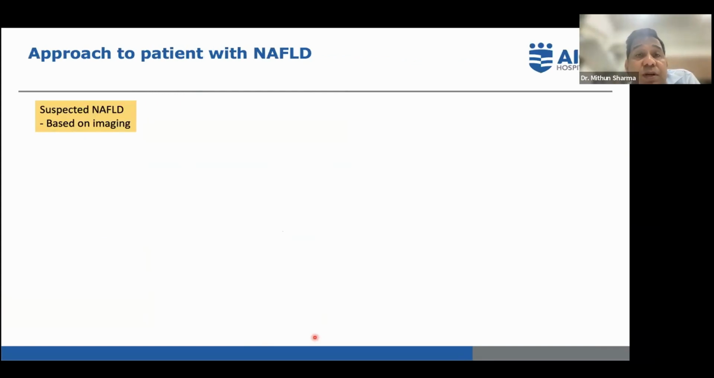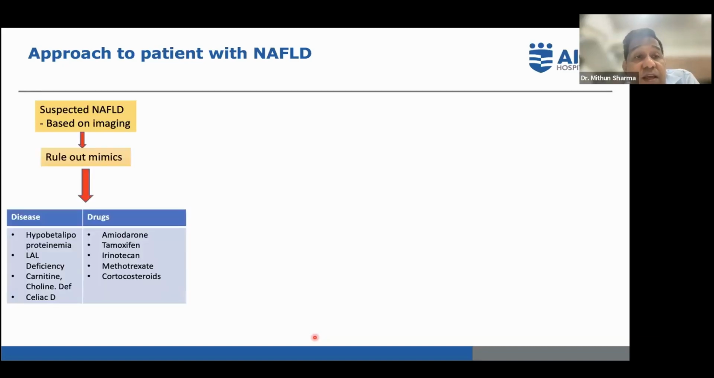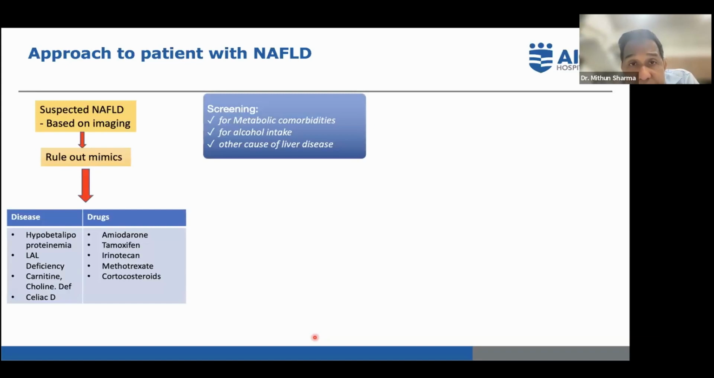So how do we approach a patient with NAFL? When we suspect a patient of non-alcoholic fatty liver disease based on imaging, always try to rule out the mimics. There are some drugs like amiodarone, tamoxifen, or methotrexate, which can cause microvesicular steatosis and fatty liver. Similarly, there are some genetic problems which are pretty rare, but can also lead to non-alcoholic fatty liver disease. Always remember to look out for hidden alcohol use, which the patients may not report.